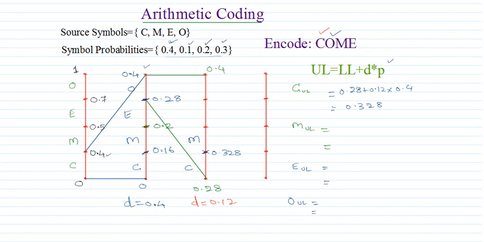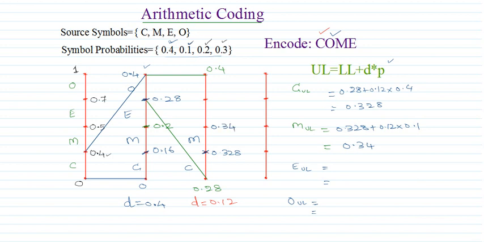For the M upper limit, I should use the lower limit 0.328 plus the D value 0.12, then multiply that with the probability for M, which is 0.1. This will give you 0.34. So I am going to enter 0.34.